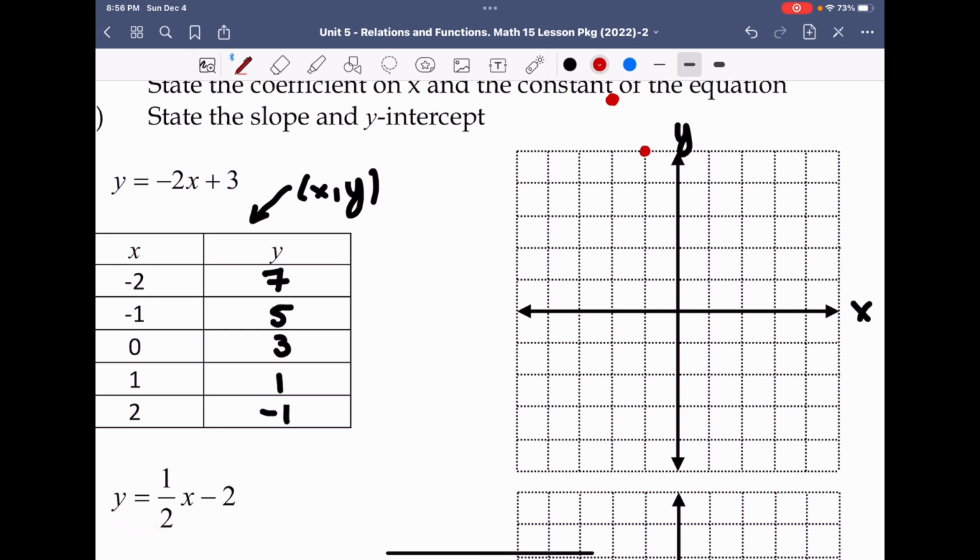We go to 0 and 3, which would be here. We can go to 1 and 1, which would put me here. And then finally 2 and -1, which would put me here. So if I draw a line through these points, it would look like the following.